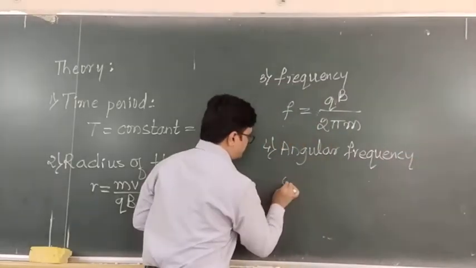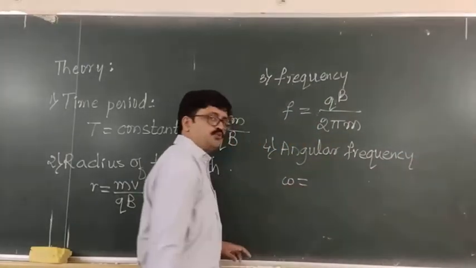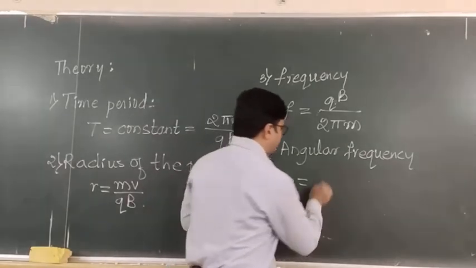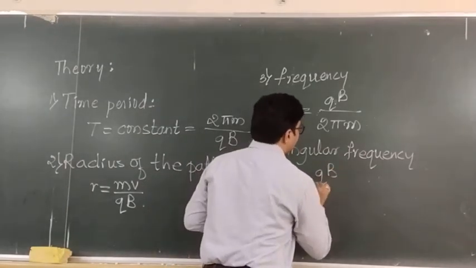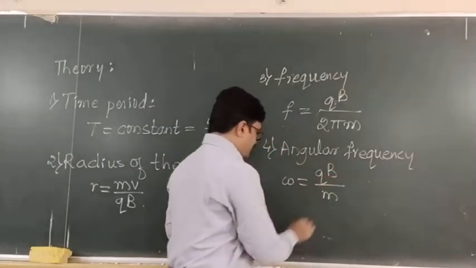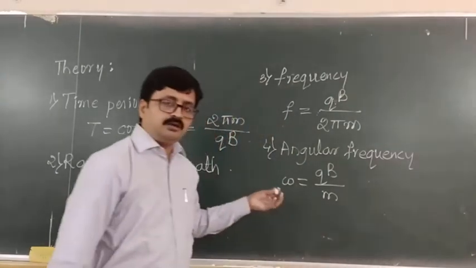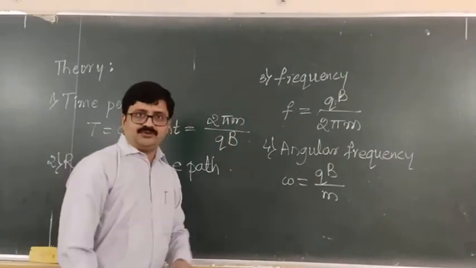Now, angular frequency is omega here. Omega is 2 pi into f. So obviously it becomes qB divided by m. This is the angular frequency for the particle in a cyclotron.